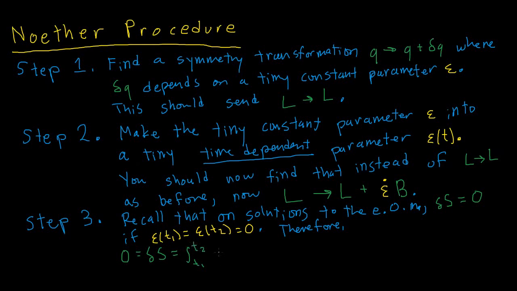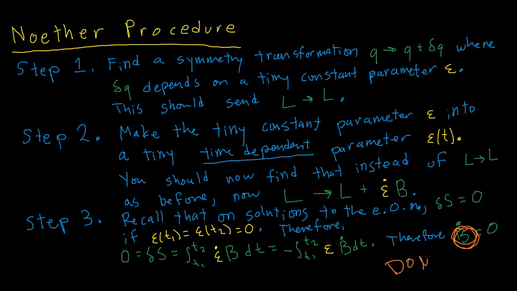of epsilon dot times B dt, right? And by integration by parts, this is equal to negative the integral from t1 to t2 of epsilon times B dot, right, dt. There I just integrated by parts and I used the boundary conditions of epsilon. So, therefore, as this should be true for any epsilon, B dot equals zero. So, B is your conserved quantity, and you are done.